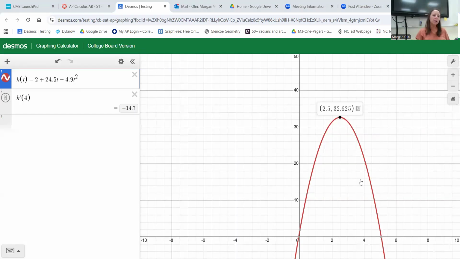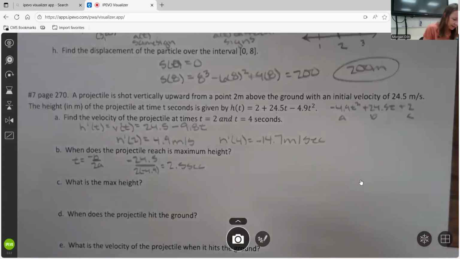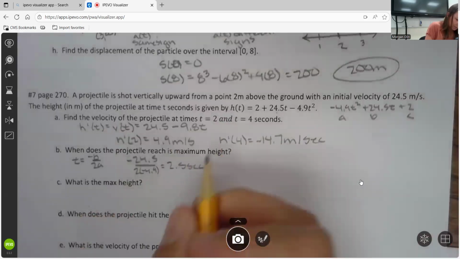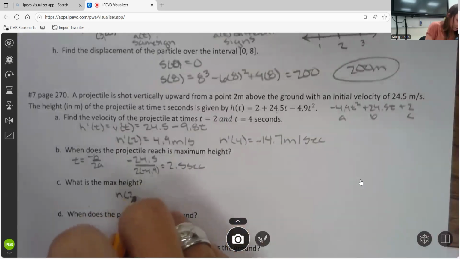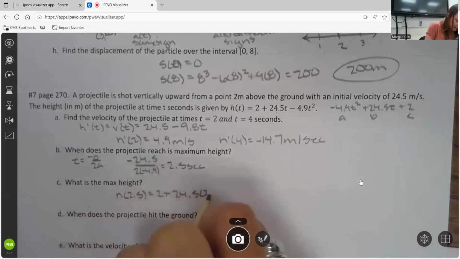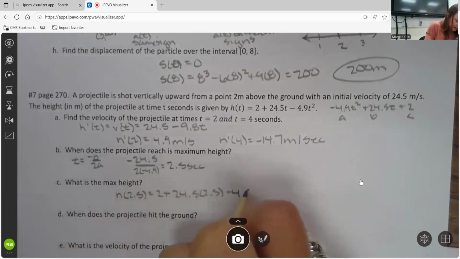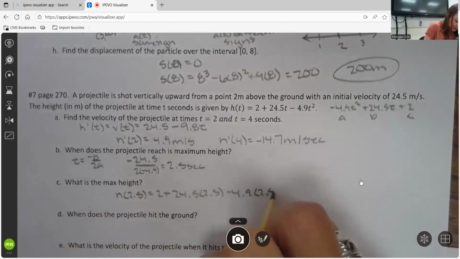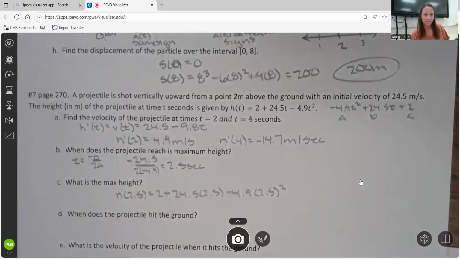So what is the max height? We actually just saw it there, but to get the max height, you take 2.5 and you plug it in like this. This is a little bit of math one stuff, actually. We just saw it a second ago, but I'm just looking. It is, if I were to plug this back in, 32.625, and it's meters up in the air.